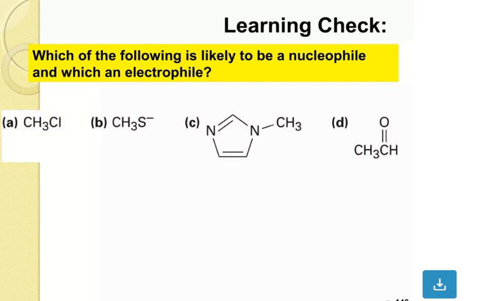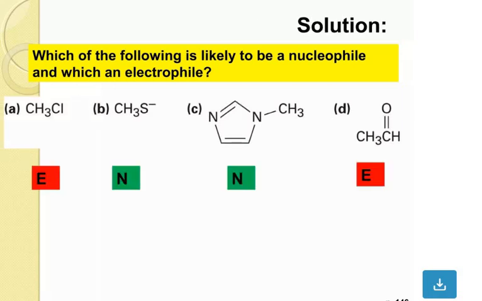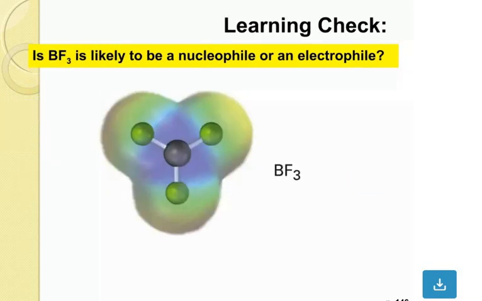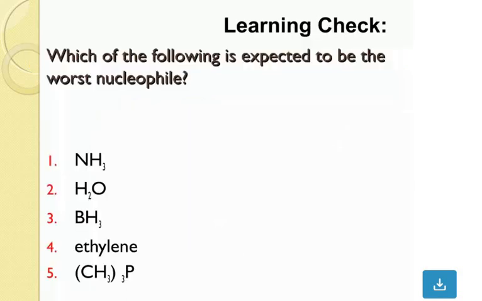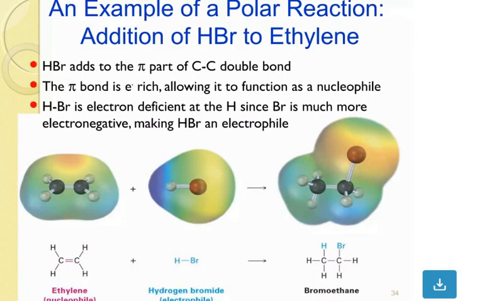So, learning check: which of the following is likely to be a nucleophile and which an electrophile? Write the answer in the chat box. You see electrophile, nucleophile, nucleophile, electrophile. Now another: is BF3 likely to be a nucleophile or an electrophile? So the answer is electrophile. Now, which of the following is expected to be the worst nucleophile? The answer is BF3.